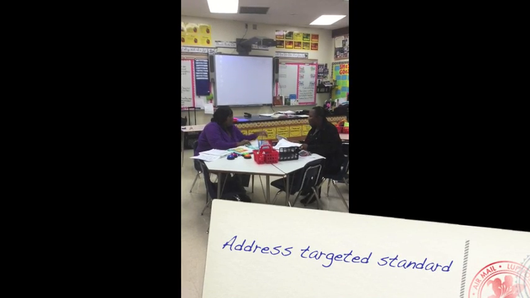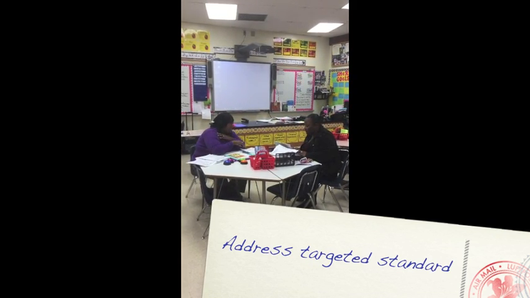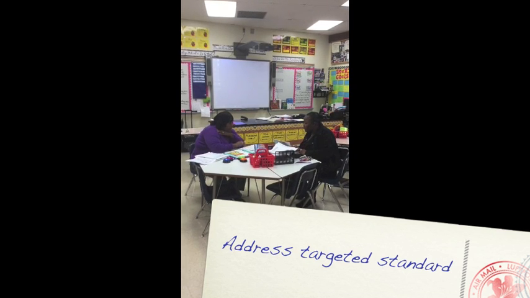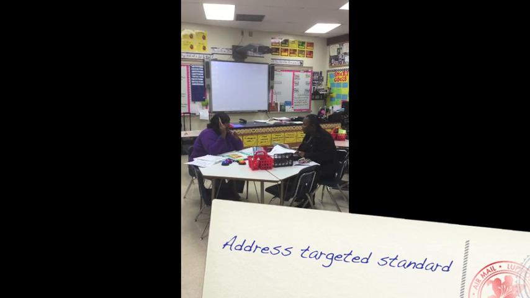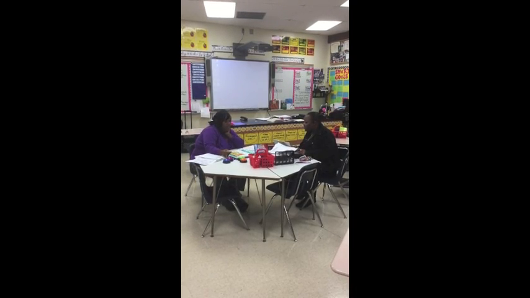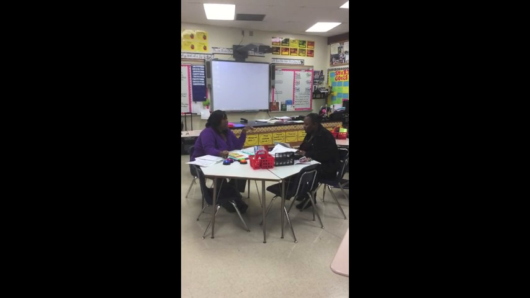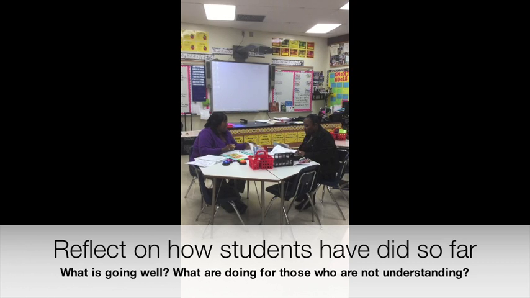So right now we're blending in RI 6.3, which builds up to RI 6.6. They are focusing on how an author elaborates, illustrates, and introduces a topic. The reason why we did that was looking at our data. My first block, about 80% near mastered and only 2 did not.